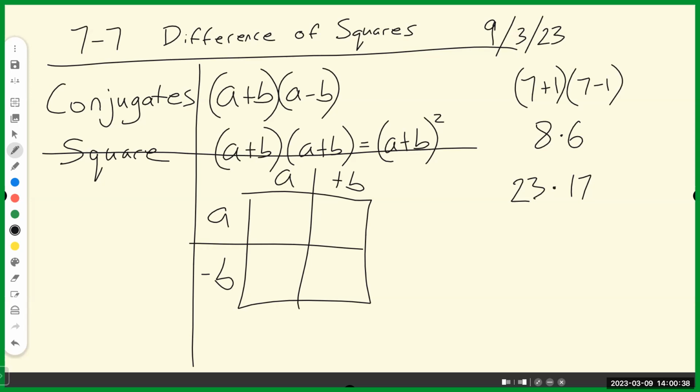Ready? A times A. How many copies? We got 2 copies. It's A squared. Good. What about A times B? Just squish them together. AB. Careful, now a negative times a positive: negative AB. And then finally, negative B squared.